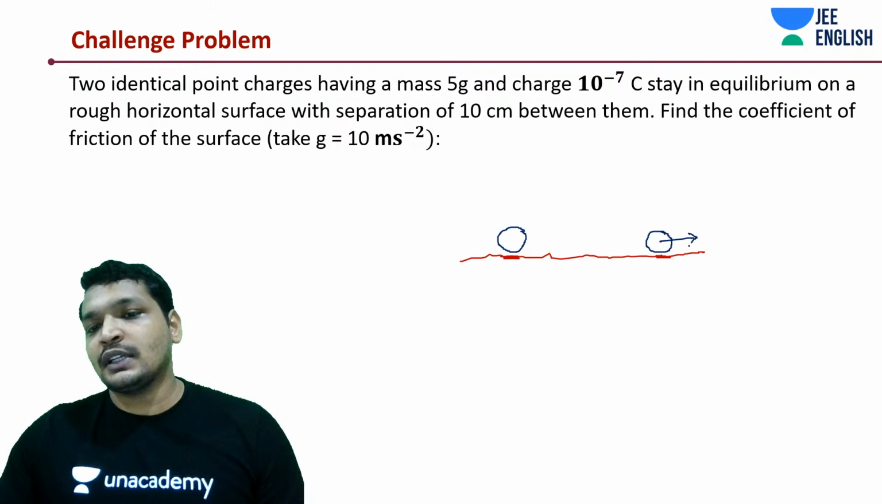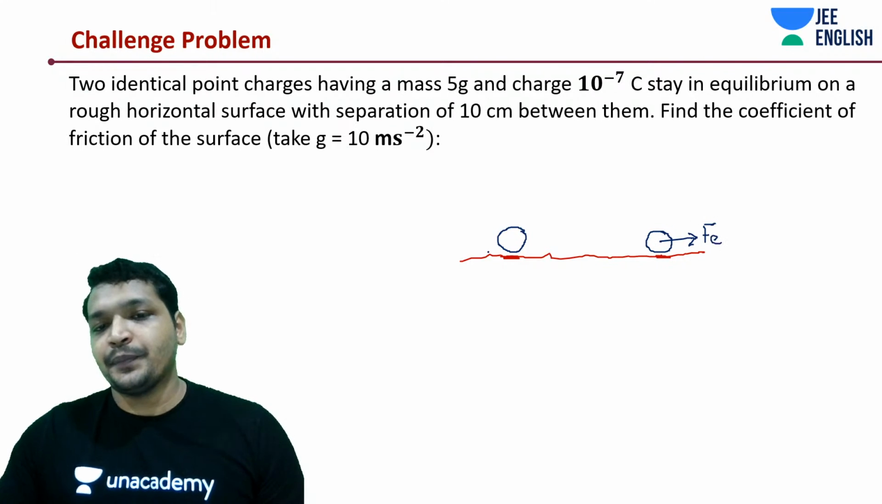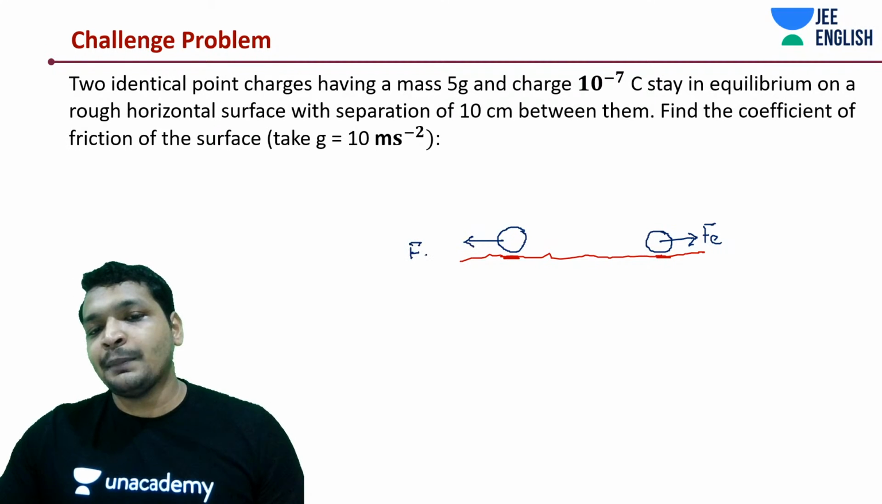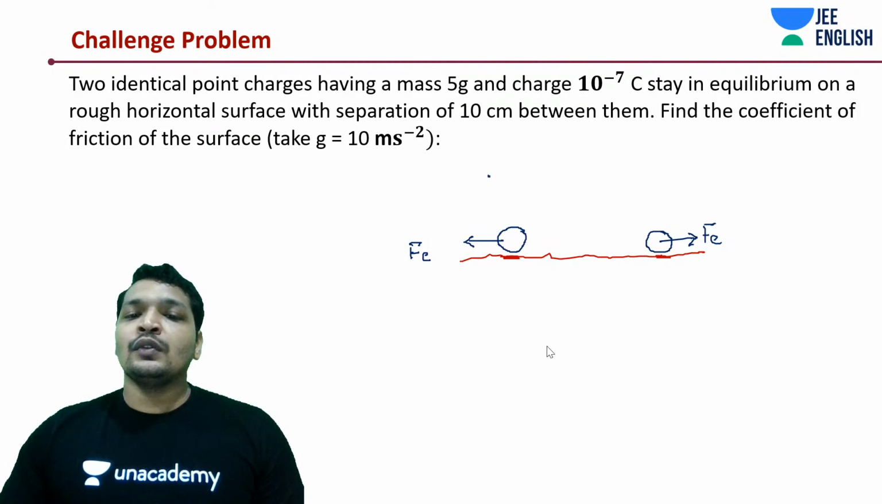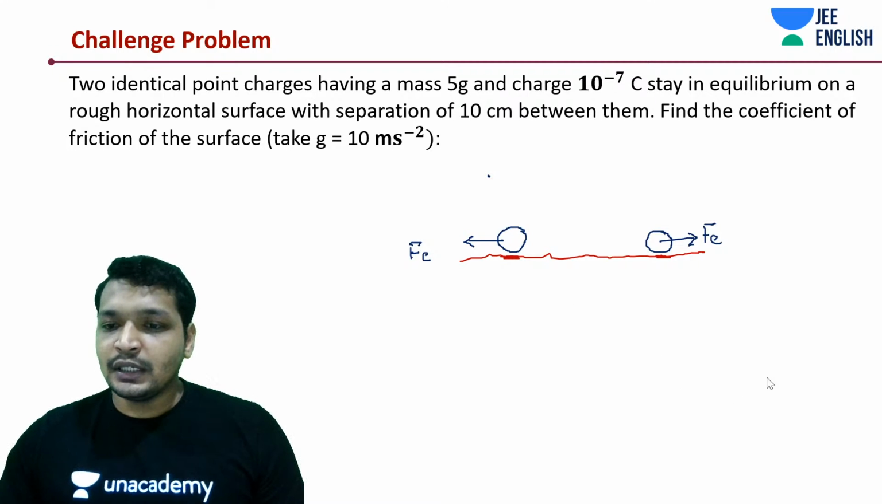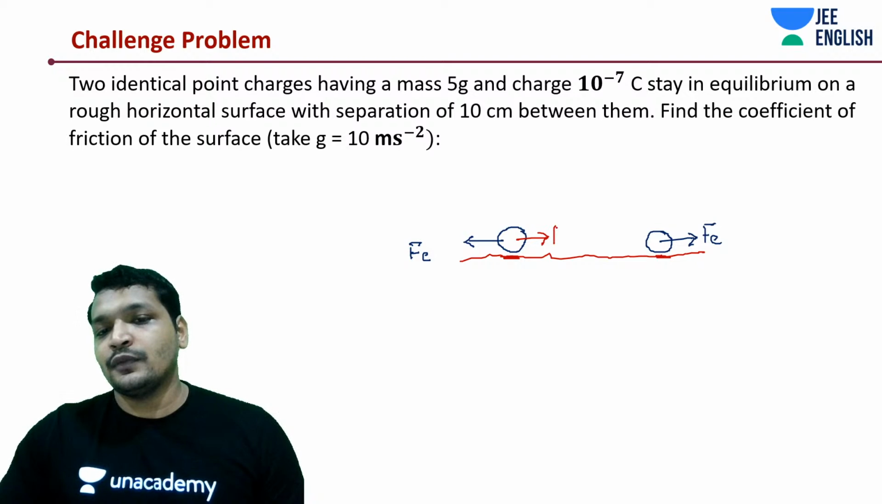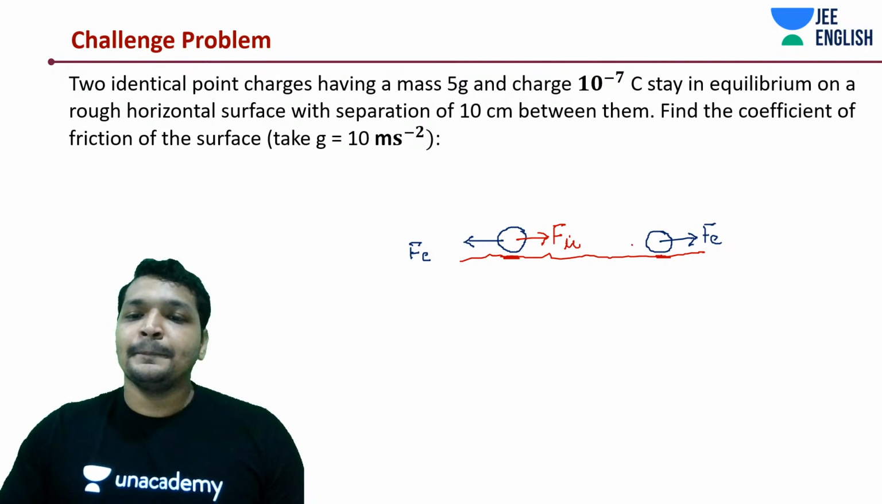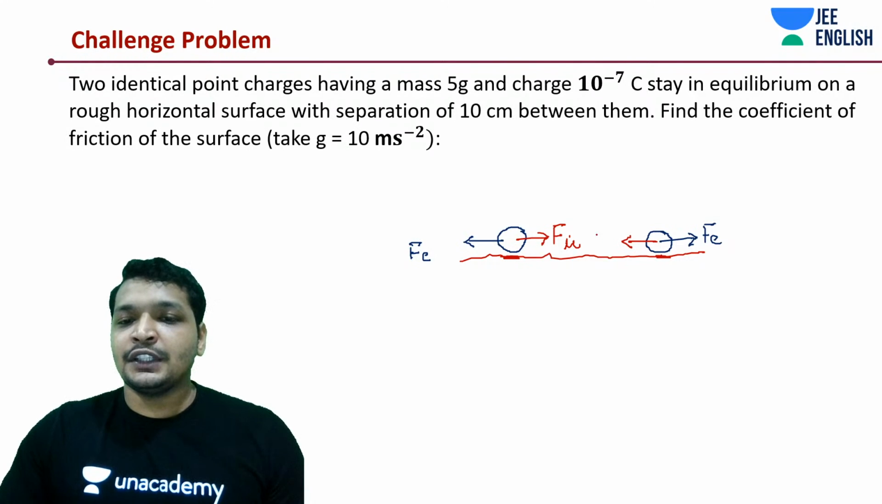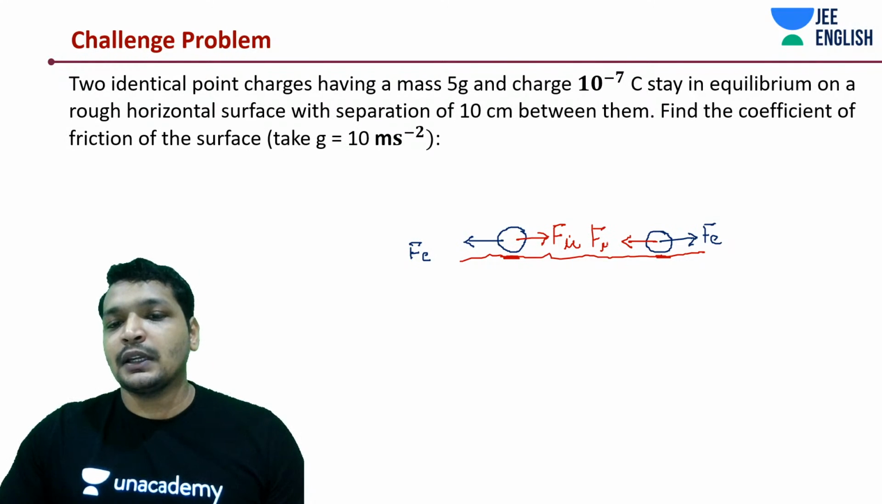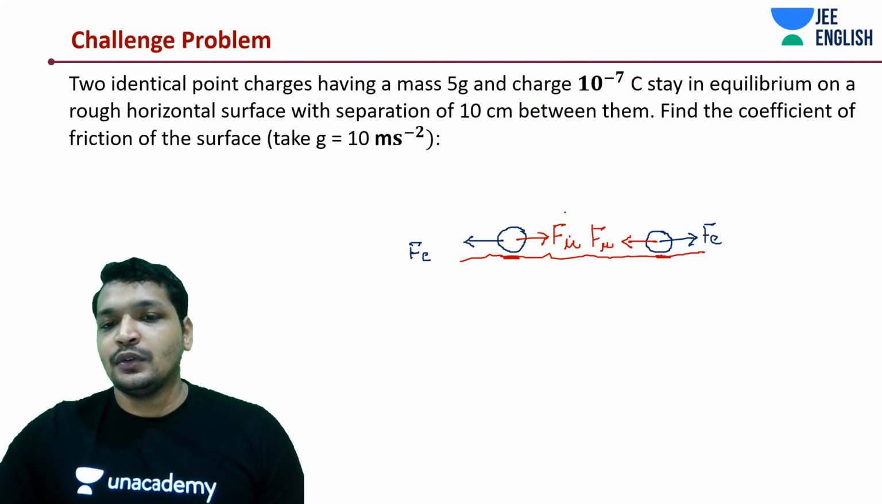There would be an electrostatic force this way, and an electrostatic force this way. Now there is a friction force that is acting on them. It's not letting them move. Right? The friction force is not letting these particles move.